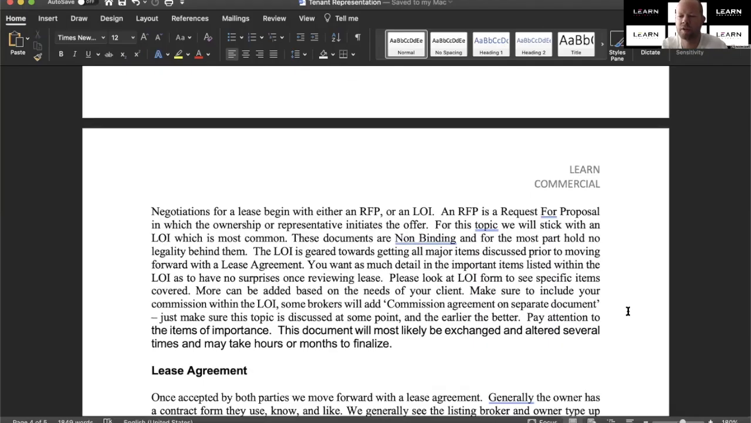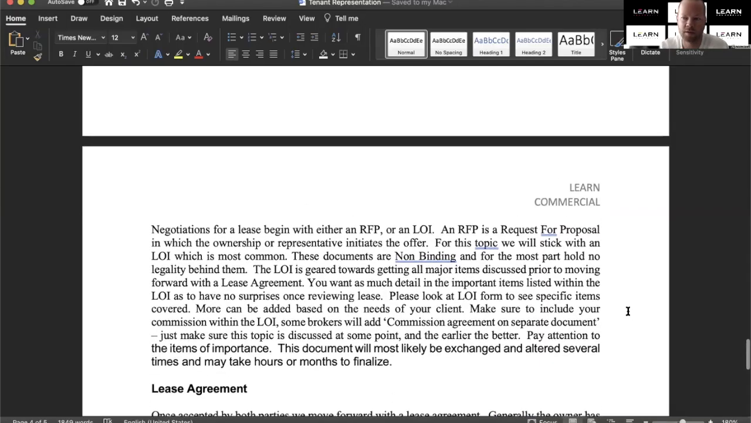Make sure to include your commission with the LOI. Some brokers will add the commission agreement on a separate document. Just make sure this topic is discussed at some point, and the earlier the better, right? Pay attention to the items of importance we mentioned above. This document will most likely be exchanged and altered several times and may take hours to months to finalize. So in all these LOIs, just make sure you at least mention the commission agreement.